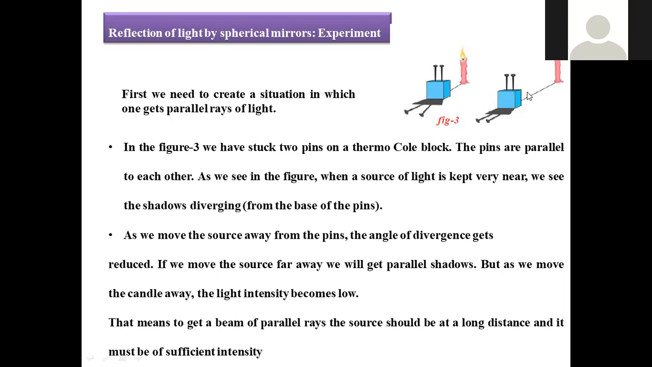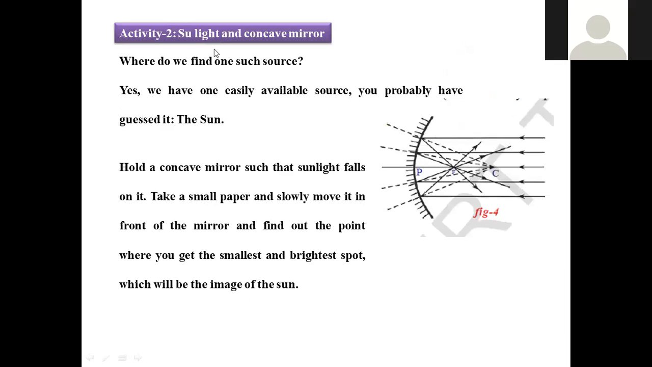In the second case, we are slowly moving away, and the shadow intensity is slowly lowered. At the maximum distance, you have to place the candle so that it still gives the shadow. After that distance, you are not able to get it. Up to that distance, you have to drag it. So what can you observe, what do you find in this? Yes, we have one easily available source. You probably have guessed it, the sun.